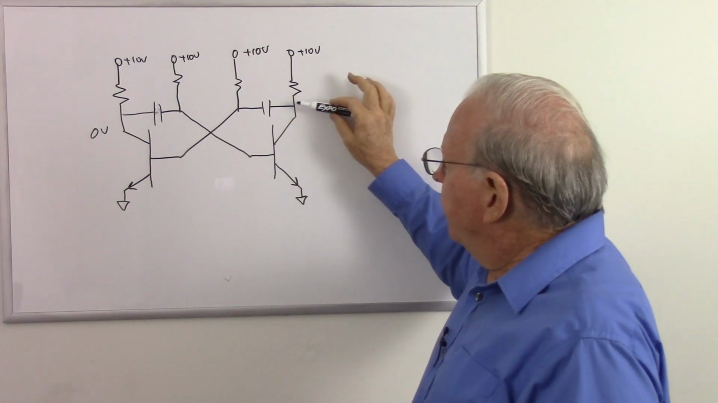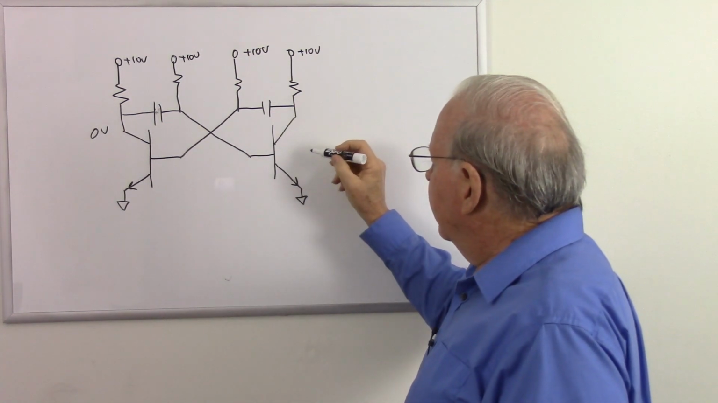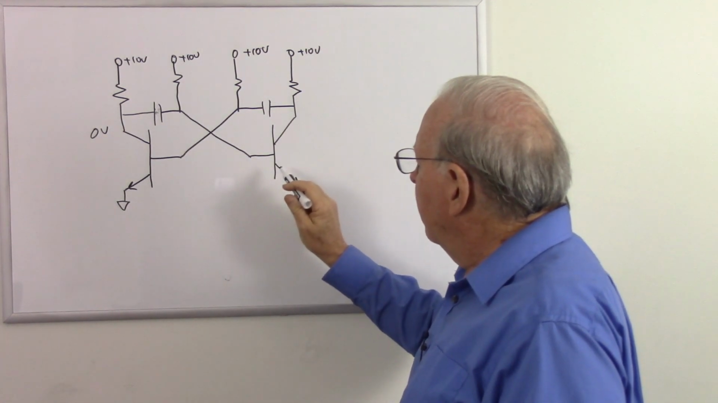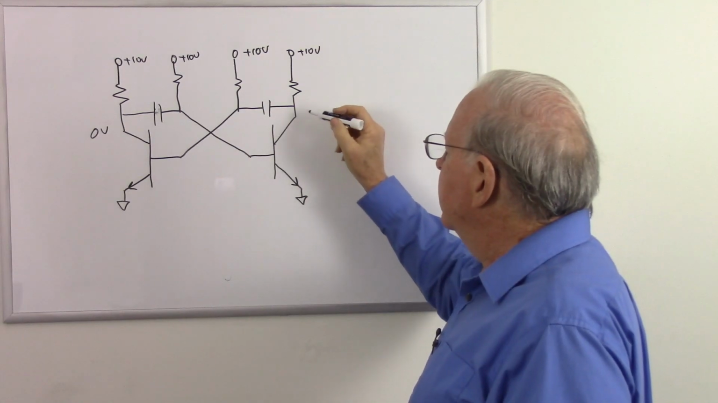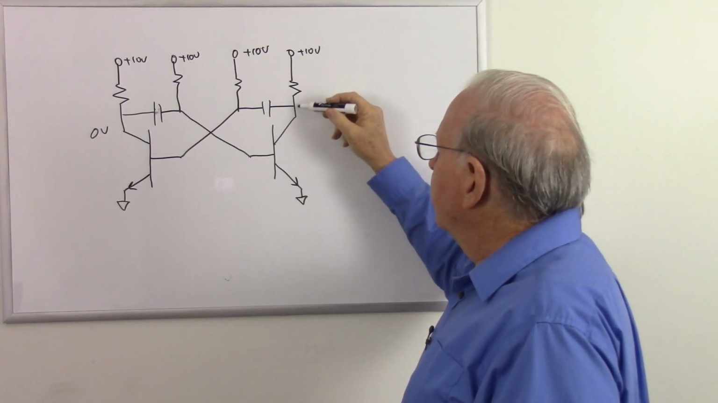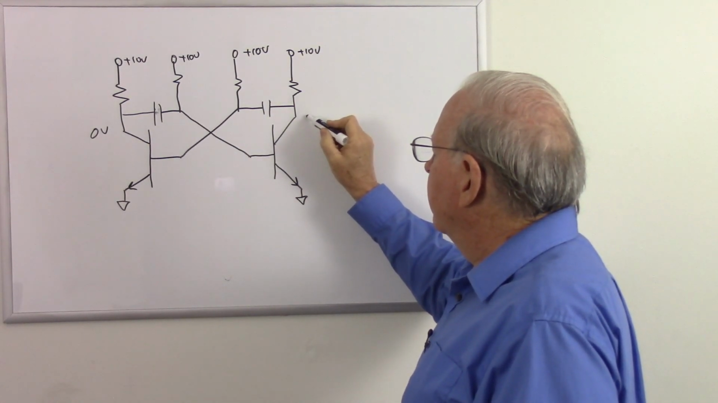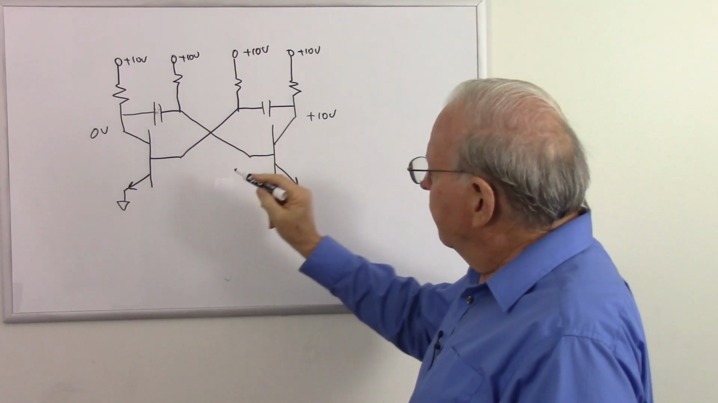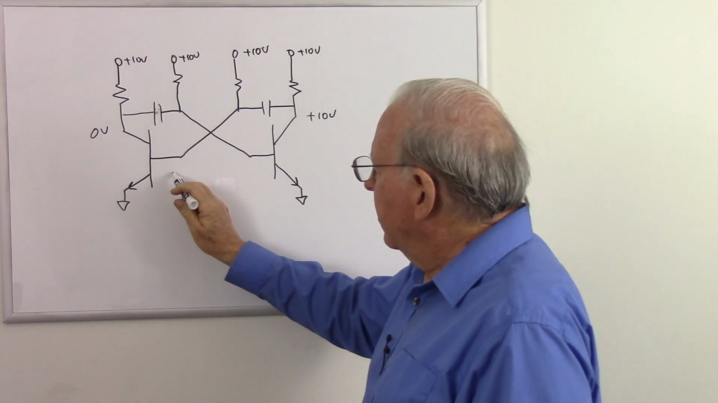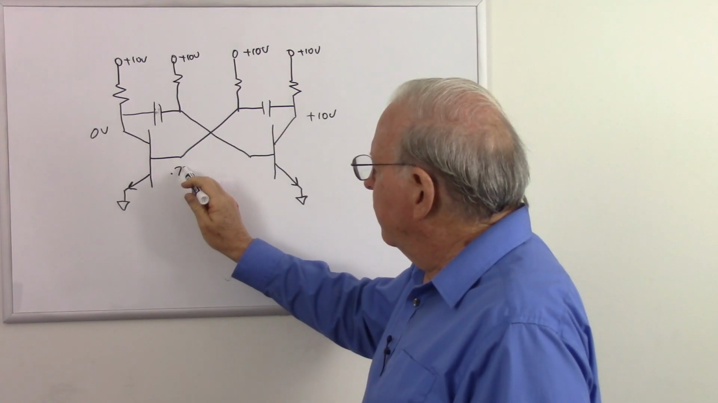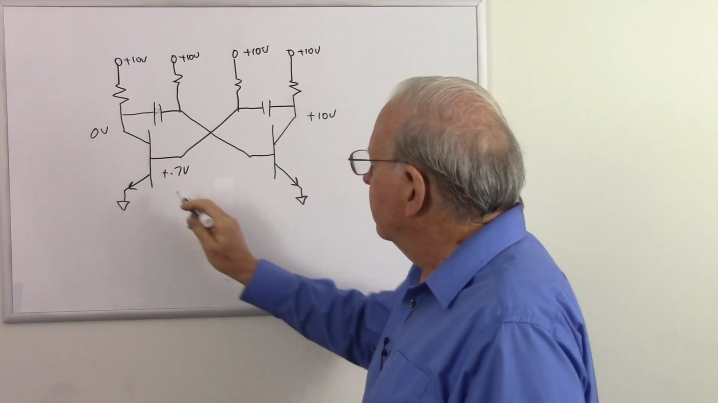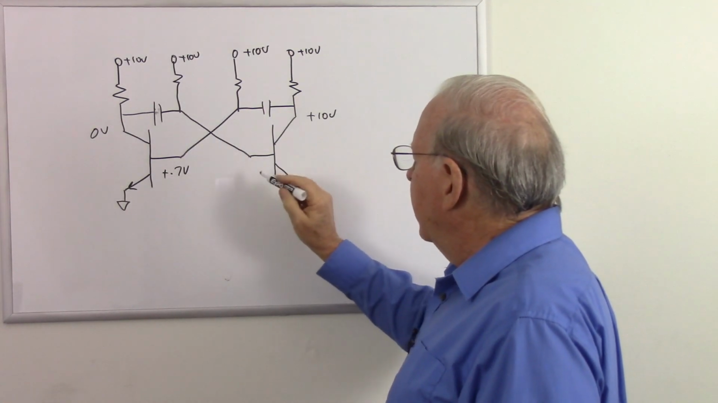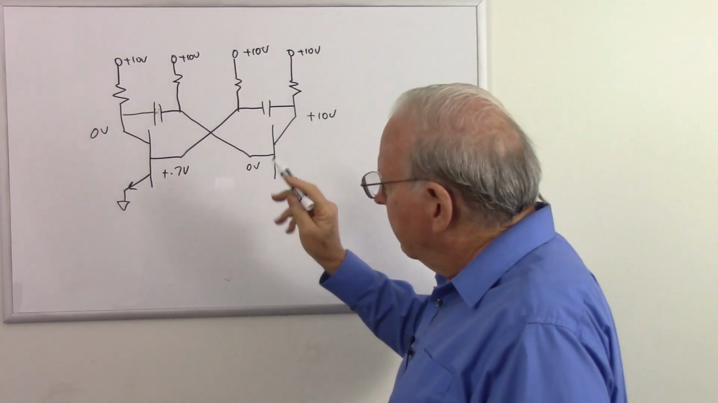And at this point, the other transistor is going to be exactly the opposite. It's going to be turned off, so it's going to look like an open switch. So there's going to be no current flowing through this resistor. So this collector will be 10 volts. And so therefore, the voltage here is going to be about 0.7 volts. Of course, these are positive voltages. And this one's going to be off, so it's going to be basically 0 volts.